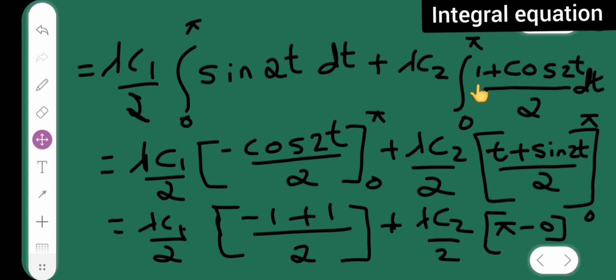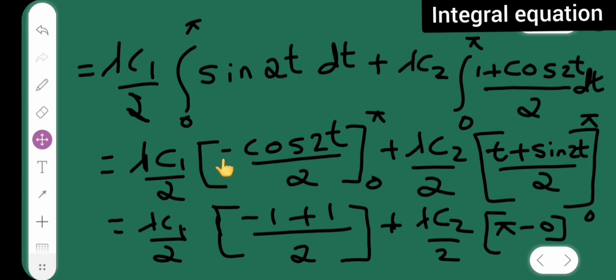Next, I have to make this one integration with respect to t. So that's why it is t plus cos of 2t is, sine of 2t upon 2, and the limit is from 0 to pi. Now this is equal to what? Lambda c1 upon 2 I will get. Here I will get what?